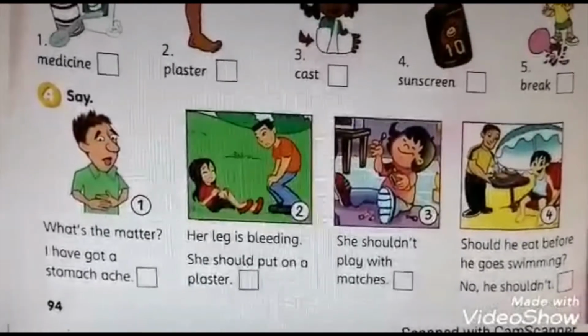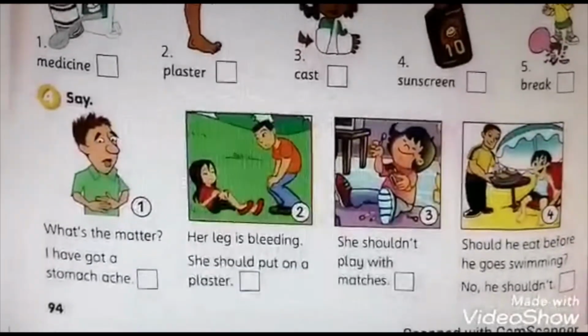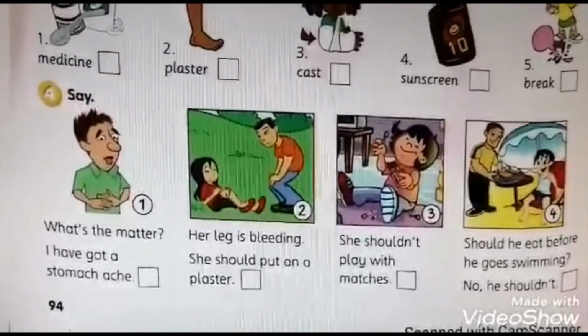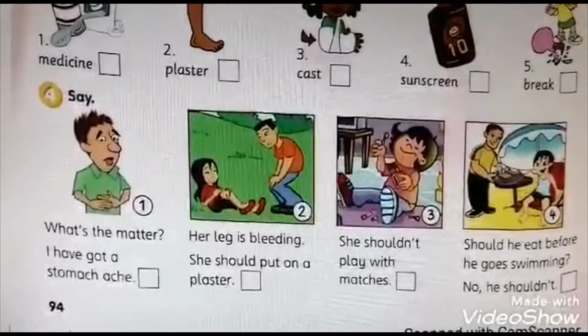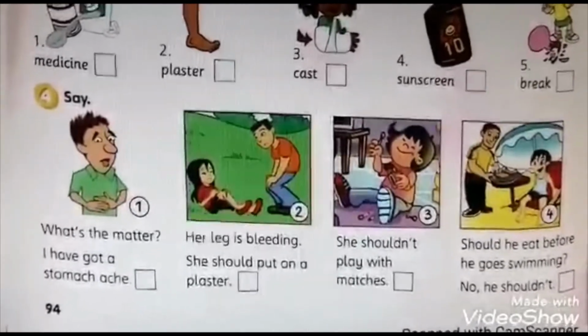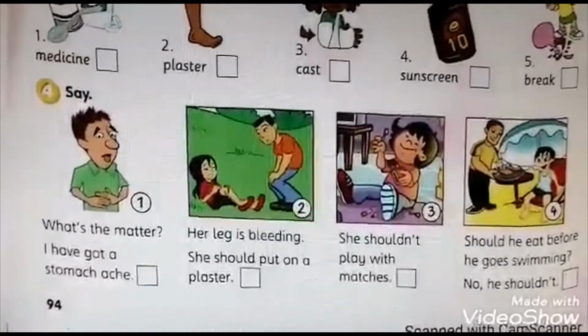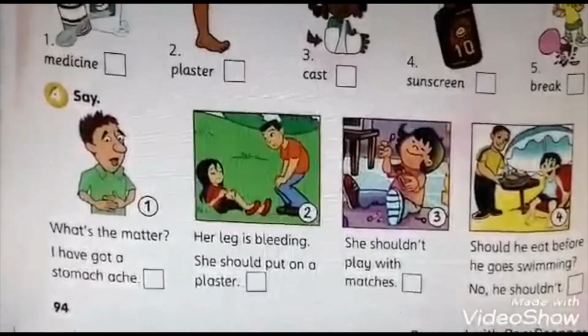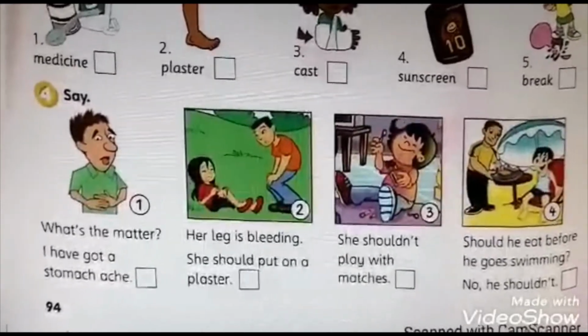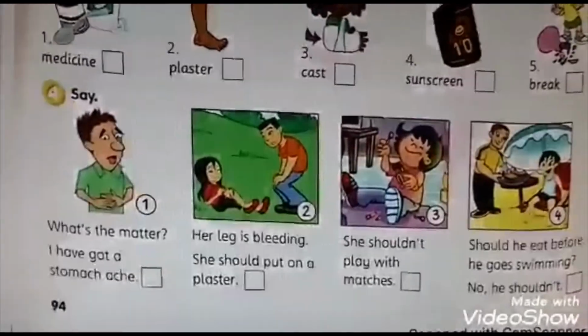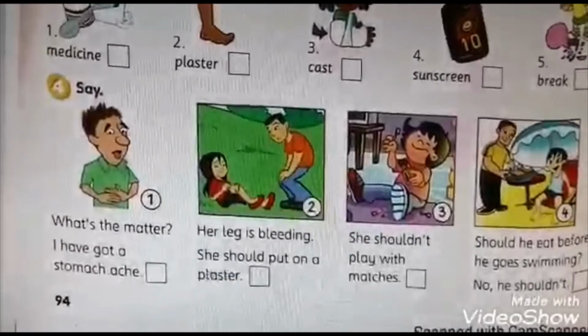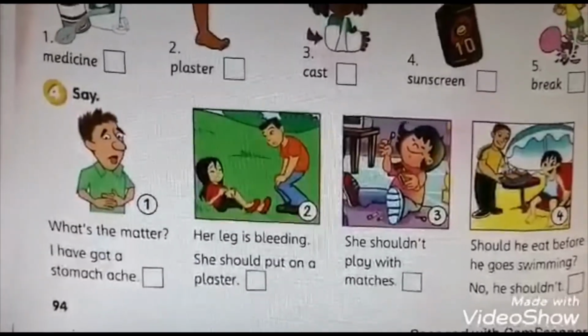So grade 4, I hope you understood this lesson, that how we use the words should and shouldn't. So congratulations, we have finished this lesson and we have finished our curriculum. So please, I really suggest you that don't stop reading, because reading is the best exercise you can do at this time.